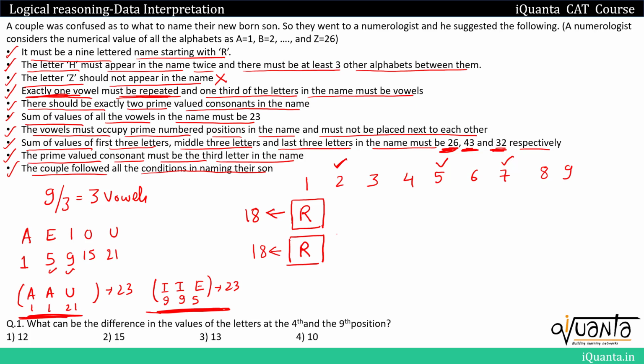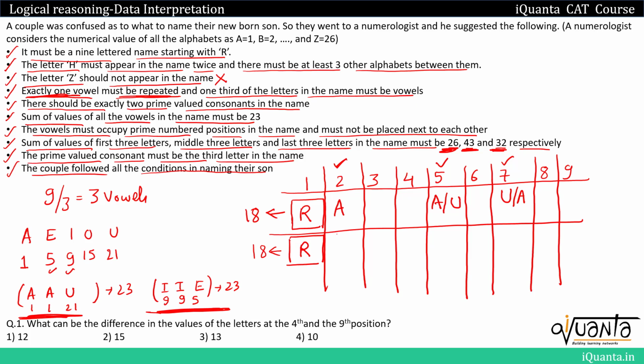So that means I cannot put U at position number 2. So with U we have vowels A, so that means definitely A will be the vowel that will be put at position number 2. Now we have only positions 5 and 7 left for the vowels remaining, which are A and U. So A can be here, U can be here, or if A is here, we can have U also at this place and A also at this place.